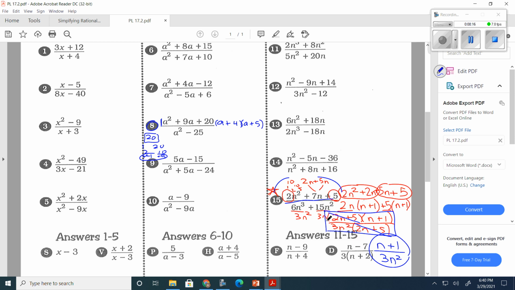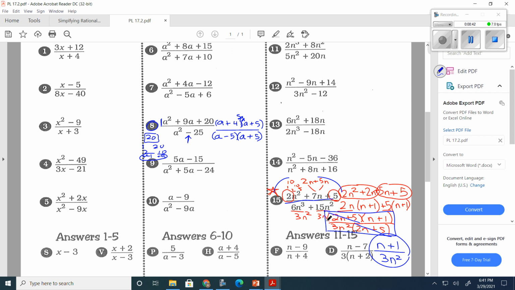A times a is a squared. Then we have 4a times 5a, or 4a plus 5a, which is 9a. And then you have 4 times 5, which is 20. I checked with FOIL. On the bottom, we actually have the difference of 2 perfect squares. So we take the square root of a squared, which is a. Take the square root of 25, which is 5. Now we write it a minus 5 and a plus 5.